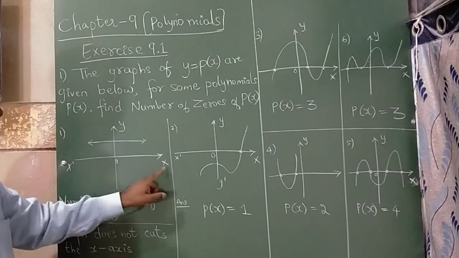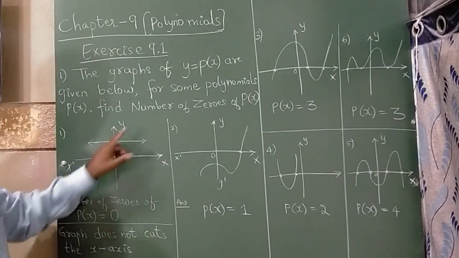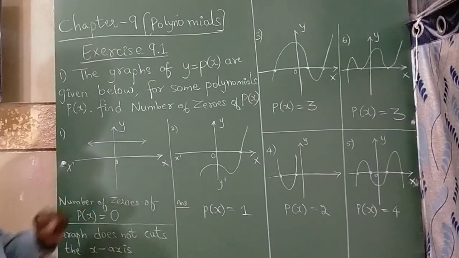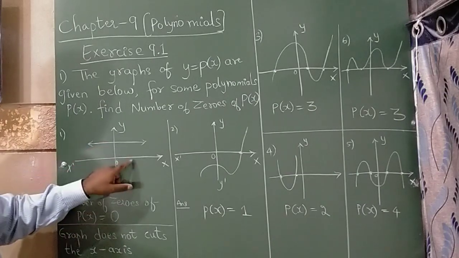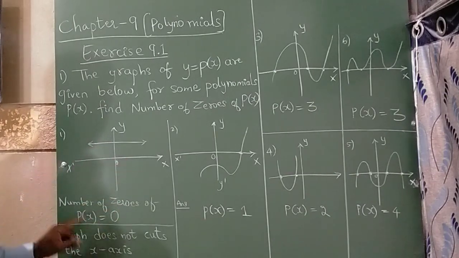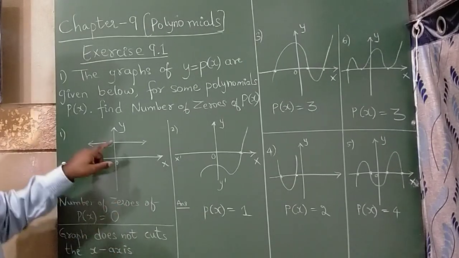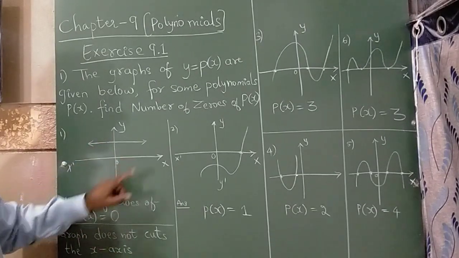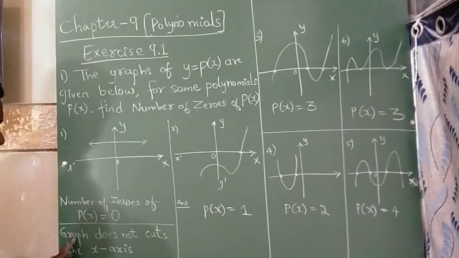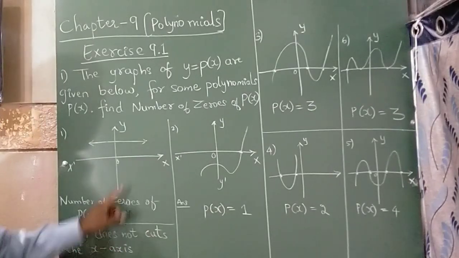This is the horizontal x axis, vertical y axis. This is the given graph. Fine. This graph is not cutting the x axis. So the number of zeros of p of x is 0, because this graph is not intersecting the x axis. So what I have written here: graph does not cut the x axis.